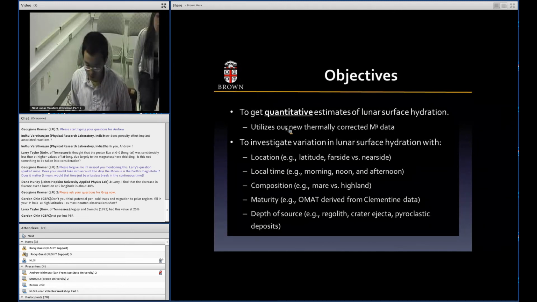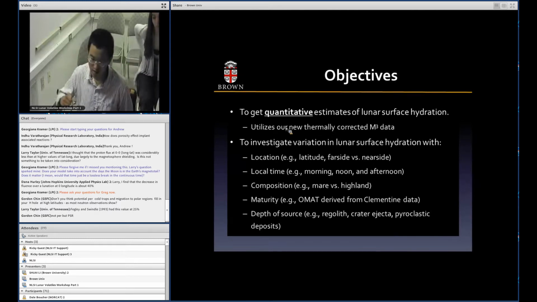Here we want to compare our water maps with the optical maturity parameter derived from Clementine data. And then at last we want to know how the lunar surface hydration varies with the depth of sources, for example, regolith, crater ejecta, and pyroclastic deposits.